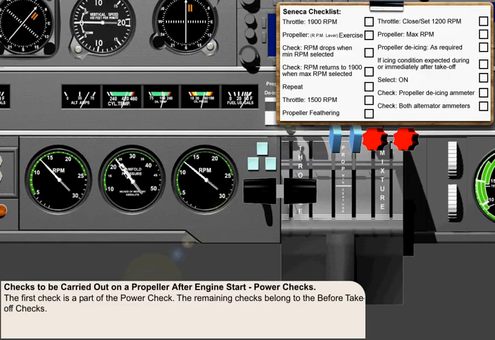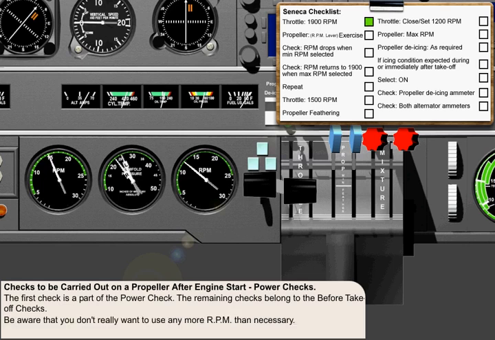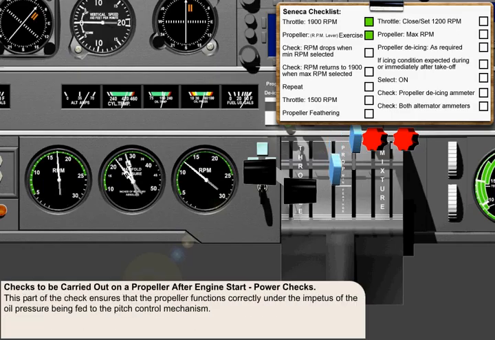The first check is a part of the power check. The remainder forms part of the before takeoff check. Here we've highlighted the particular parts of the checklist that we are concerned with. Throttle, 1900 RPM. Be aware that you don't really want to use any more RPM than necessary. Propeller, RPM lever. Exercise. This part of the check ensures that the propeller functions correctly under the impetus of the oil pressure being fed to the pitch control mechanism.